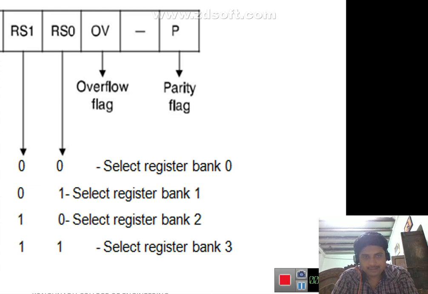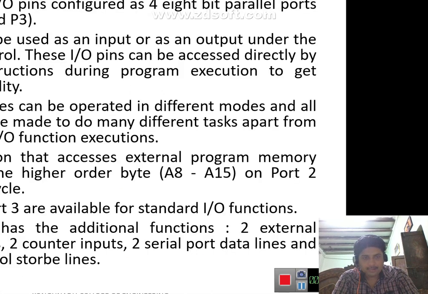That's a user flag. Then the select register bank RS1, then select register bank 0, the overflow flag and the parity flag. Parity has two types, either even parity or odd parity, and is able to check the numbers. So these are the types of flags available.